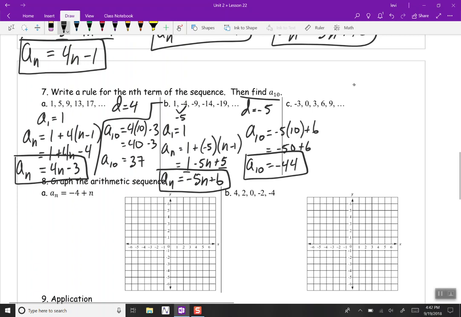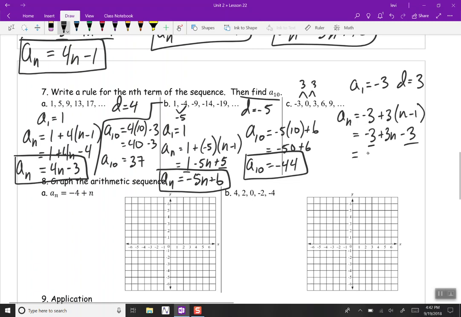The last one, our first term is negative 3. It looks like to go from one term to the next, we're adding 3. So our common difference is 3. So our rule, a sub n equals negative 3 plus 3 times the quantity n minus 1. So that's negative 3 plus 3n minus 3. Negative 3 and negative 3 make negative 6, so that's 3n minus 6.